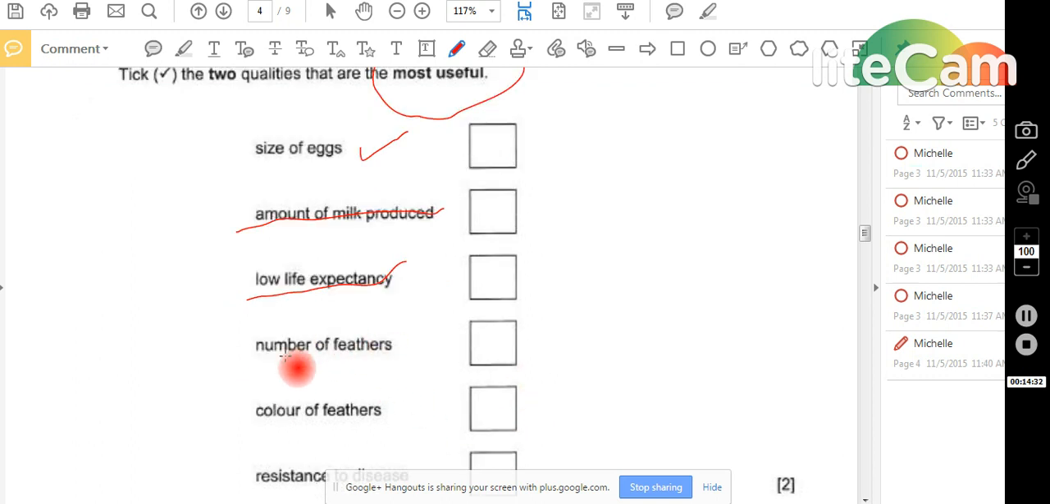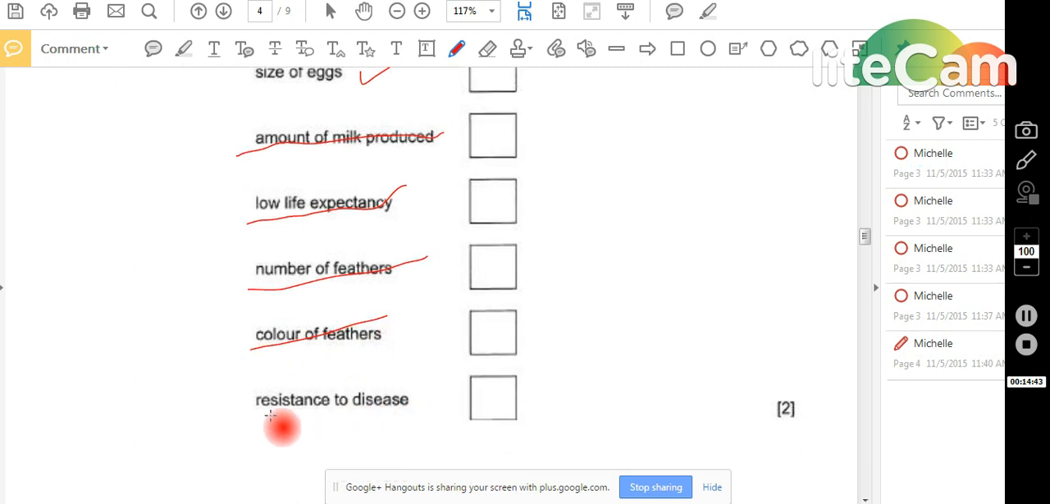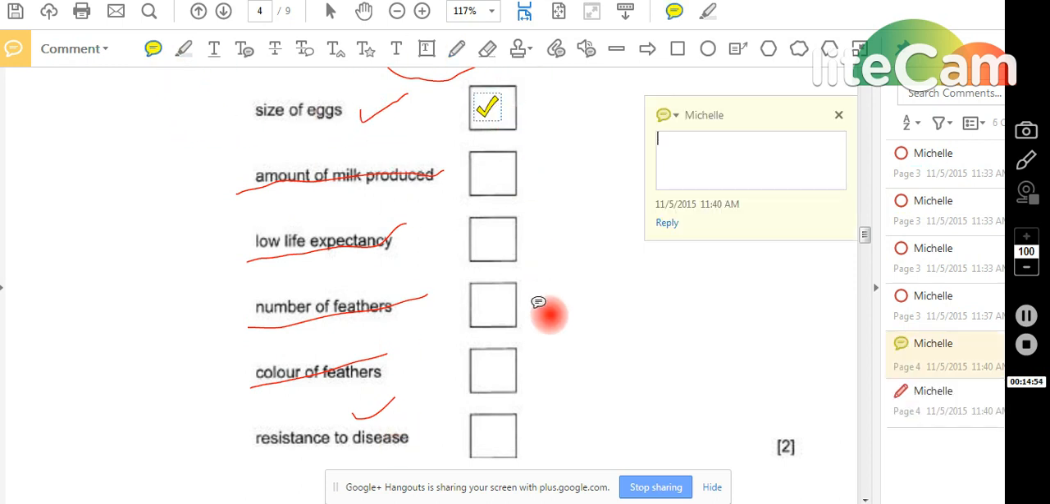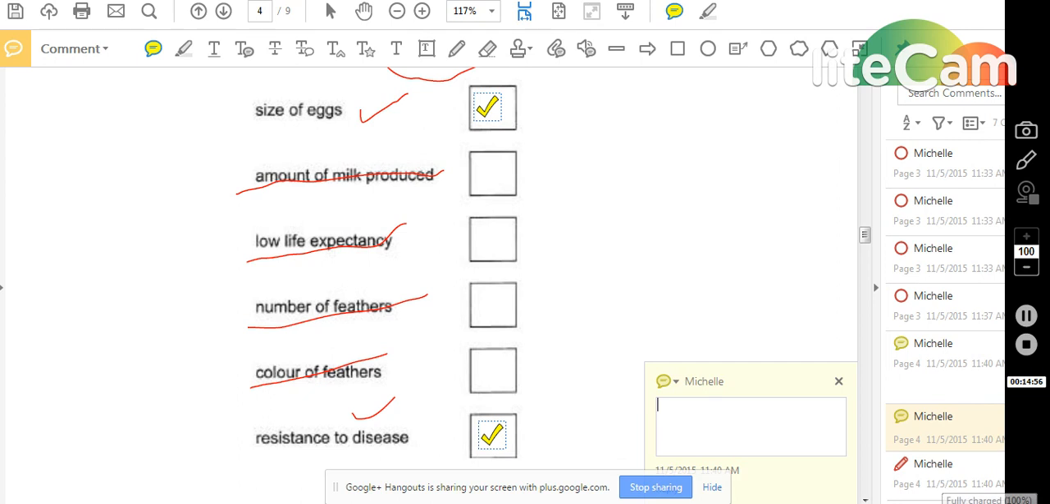No can do. Number of feathers, is that going to be useful? No. The color of the feathers. Nope. Resistance to diseases. Yes, that will have an effect. Okay, so which ones do we have here? Oh, we've got 2 of them. So then we know that it's that one and that one. Okay. Making sense?